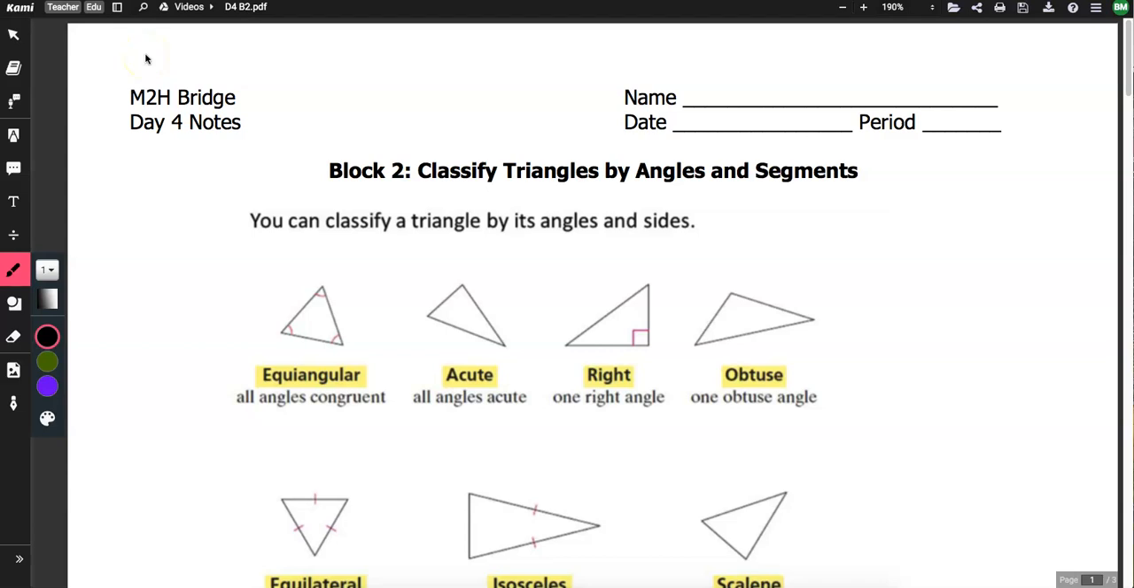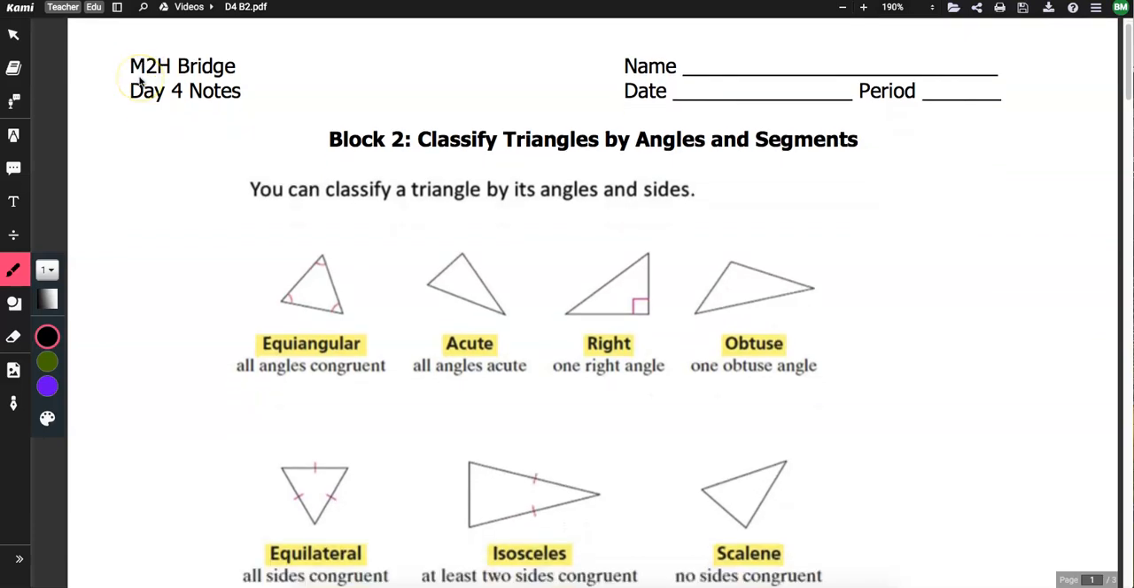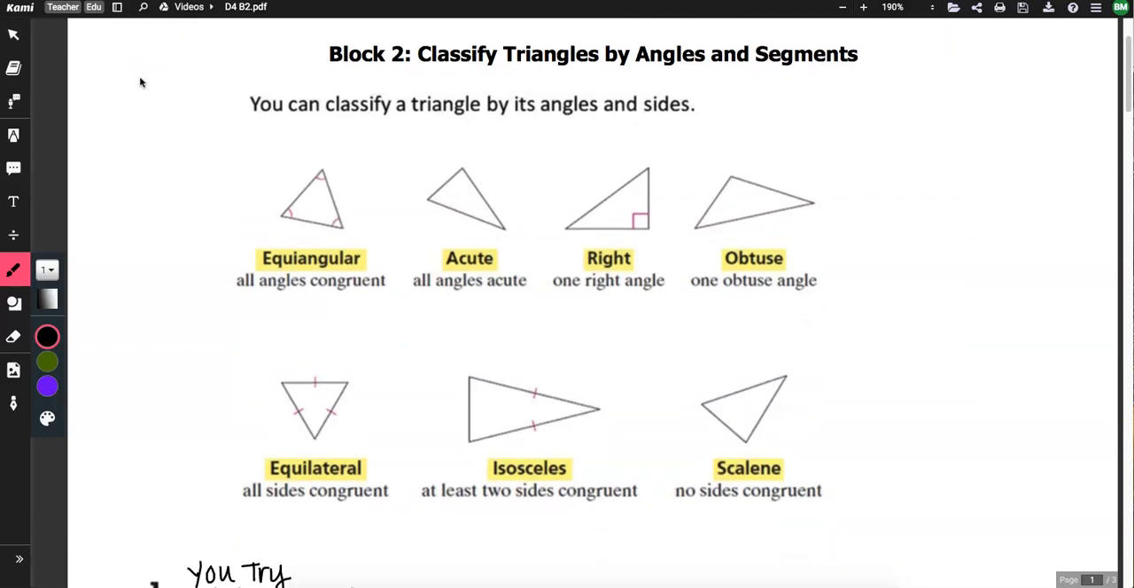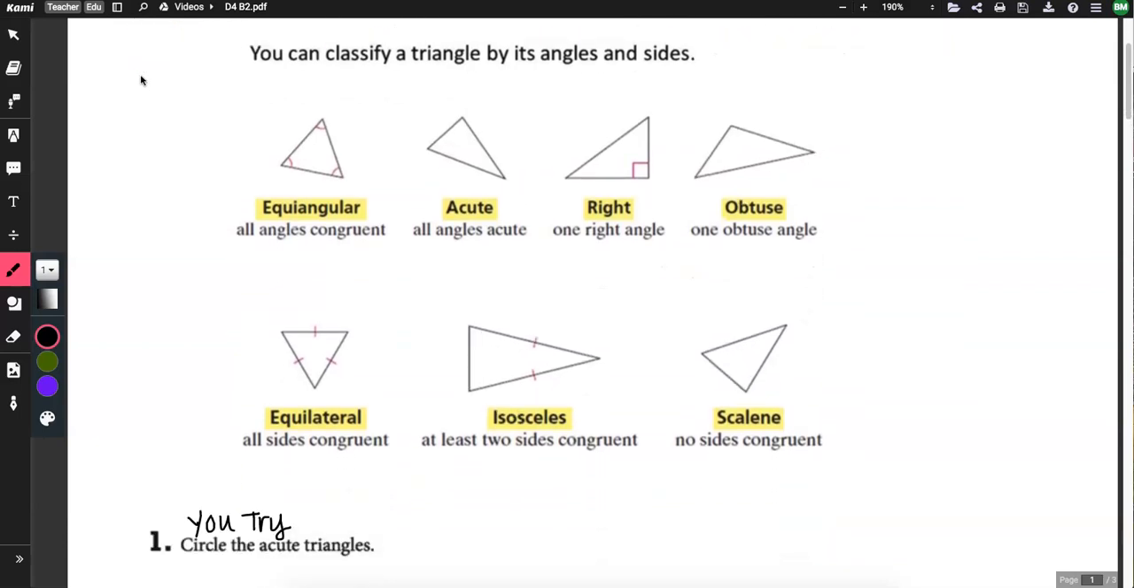All right, day 4, block 2. We're classifying triangles by angles and segments. So this should be a pretty easy set of notes. We'll have some proofs at the end, but we're going to start with some vocabulary here. So it says you can classify a triangle by its angles and sides.